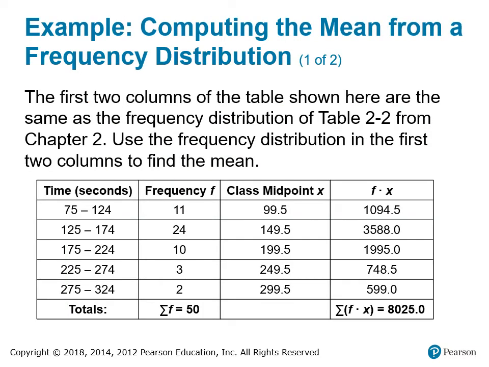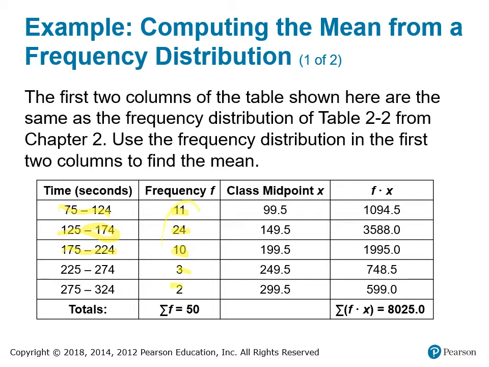Okay, so here is the frequency table we looked at back in chapter 2, in the lesson from last week. We have our different classes. Here we have the first class, 75 to 124, and there are 11 data values that fell there. 125 to 174, 24 data values there. 175 to 224, 10 data values there, etc. for each class.